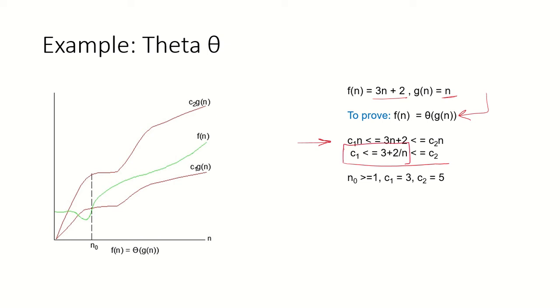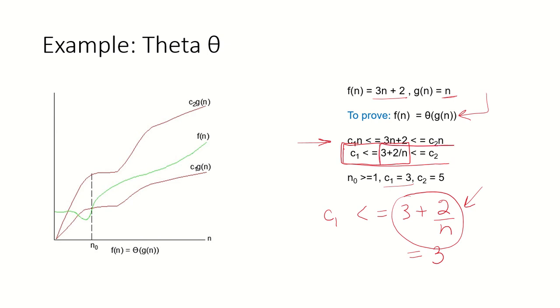First we will solve this part. c1 has to be less than or equal to 3 + 2/n. That means c1 has to be less than whatever is the minimum value of this. And this will have a minimum value when n tends to infinity. So 2/n would become 0. So the minimum value of this is 3. So we can take c1 to be 3.